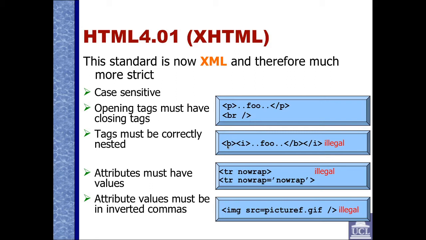Nesting must be correct, so this would be illegal. So B stands for bold, I for italics, and then we're closing the bold and closing italics. That would not be allowed. You have to have the italics being closed before the bold.